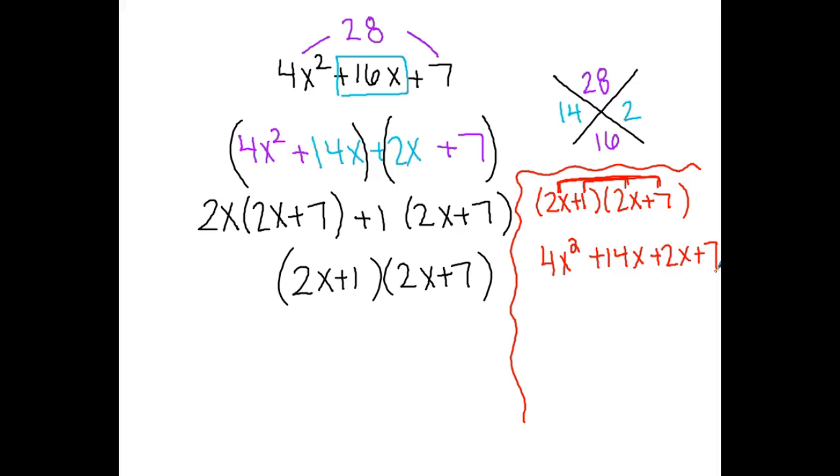So this method that I'm showing you, another name for it would be reverse FOIL. Because if you do what you do in FOIL, which is to combine like terms, again, we can see how we end up with the original problem. So again, the method that we're doing today is reverse FOIL. You're essentially taking FOIL and working it backwards. Okay.